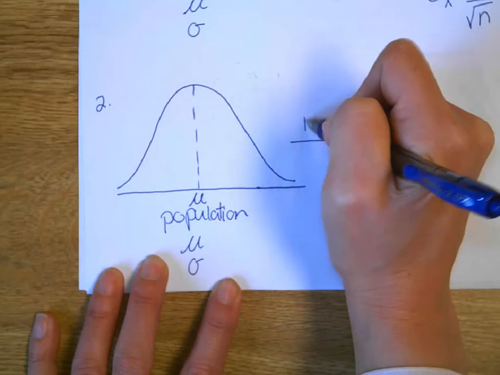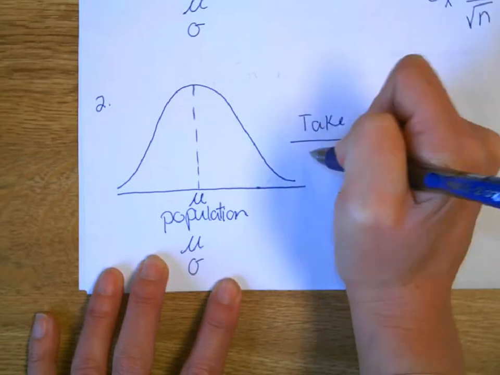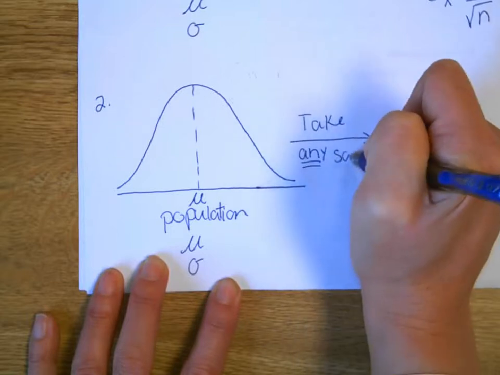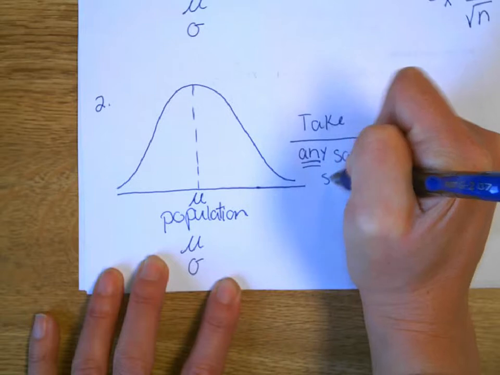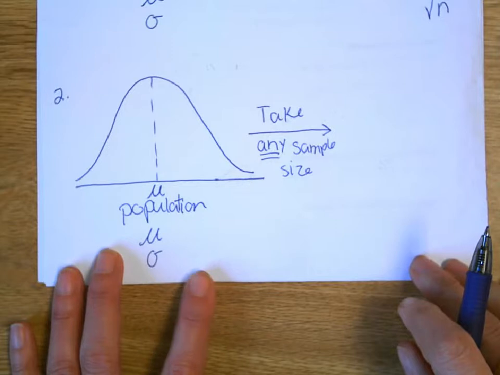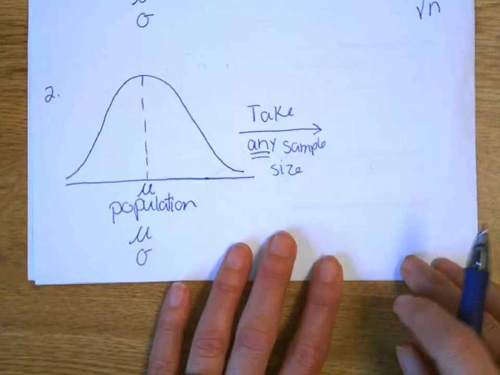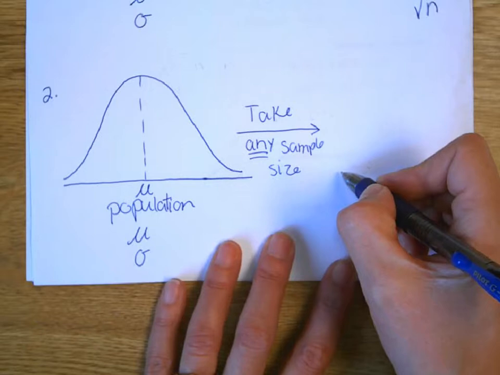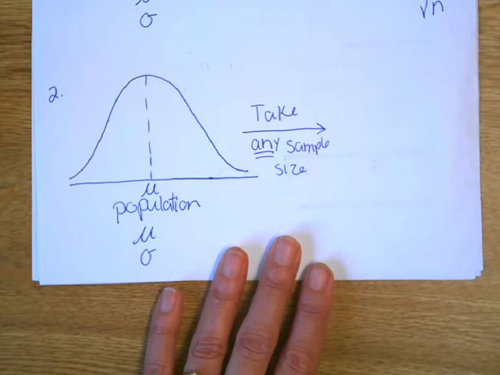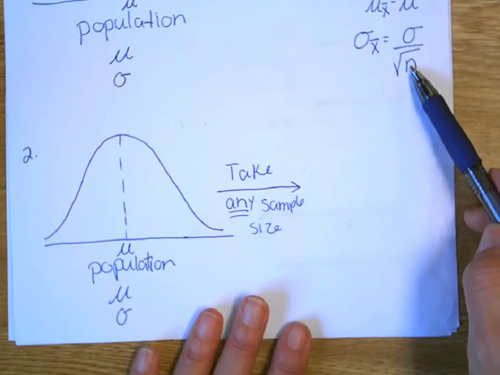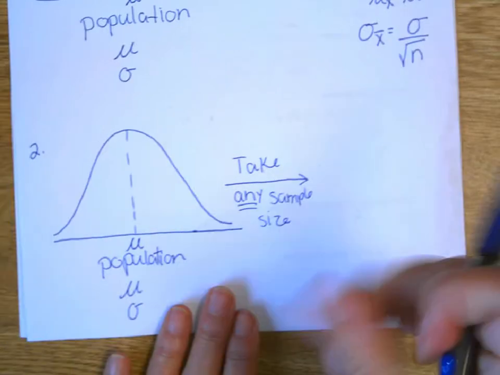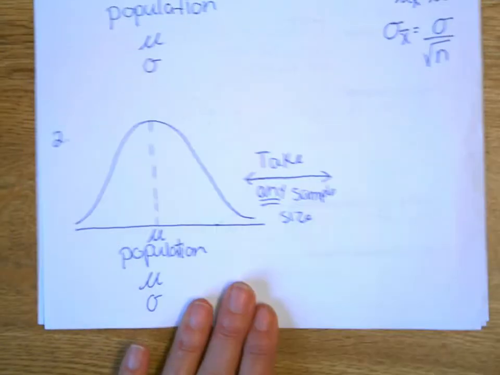So now I can take any sample size, and I will still get a normal distribution. I kind of want to put it on top of that one, because I want to show that because I'm dividing by the square root of the sample size, it's going to shrink, it's going to make it a narrower graph. That's why I want to put it back on here.